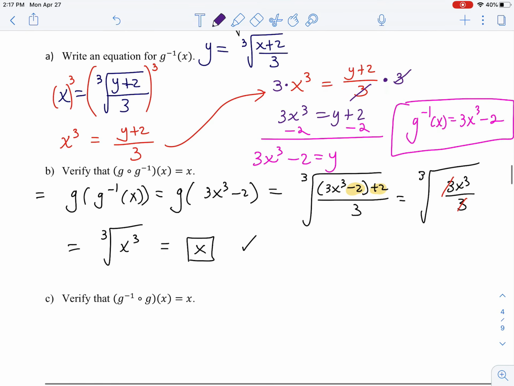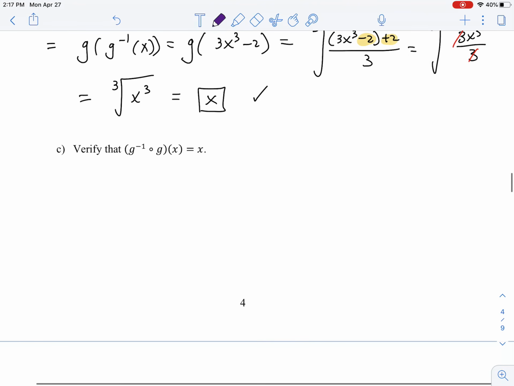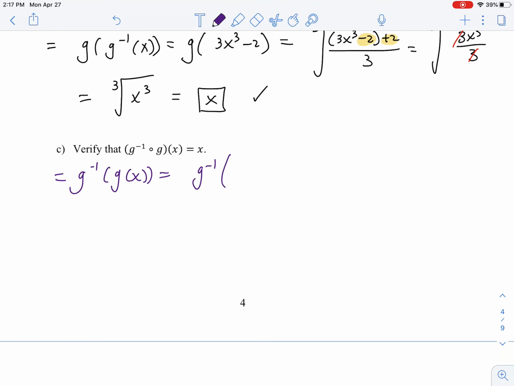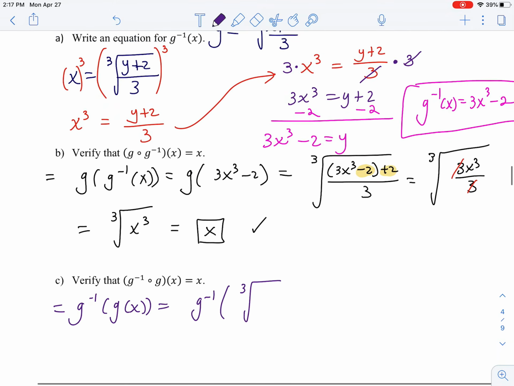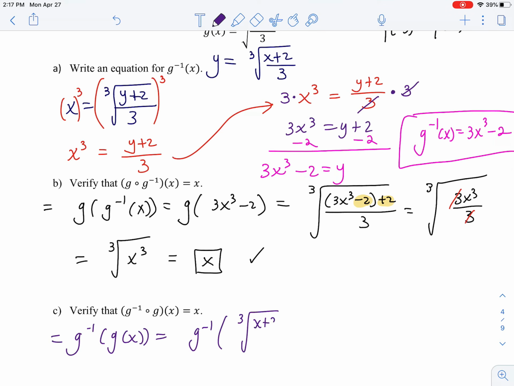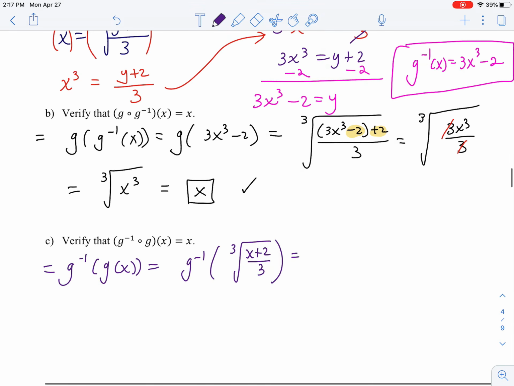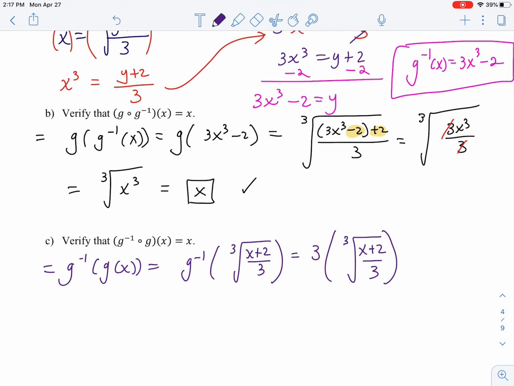All right, let's verify the other way around. This time, we're doing g inverse of g of x. So plug in the original function, the cube root function. By the way, what was it? Oh, cube root of (x plus 2) divided by 3, into the inverse function that we just wrote, the pink one. So that's going to be 3 times (cube root of (x plus 2) divided by 3) cubed minus 2.